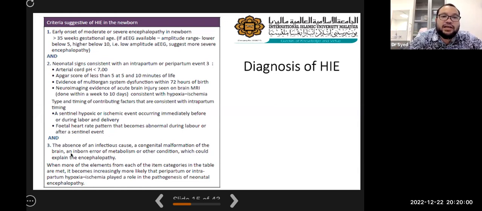And the third criteria is absence of infectious cause, congenital malformation of the brain or an inborn error of metabolism, or other conditions which could explain the encephalopathy. So maknanya kalau kita nak label as hypoxic ischemic encephalopathy, it must be a perinatal event and it must be explainable only by hypoxic ischemic insult. Tak boleh ada event lain, tak boleh ada cause lain yang boleh resultkan macam ni. It's very important because it may be medico-legal.